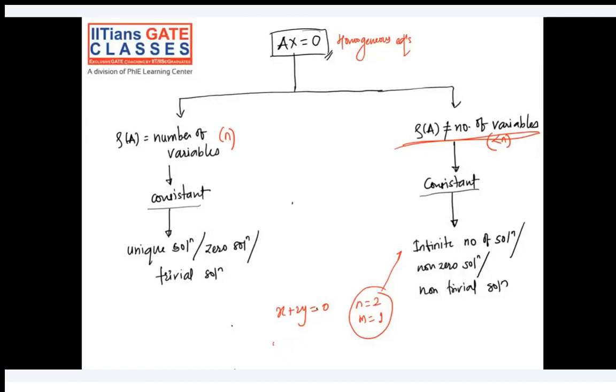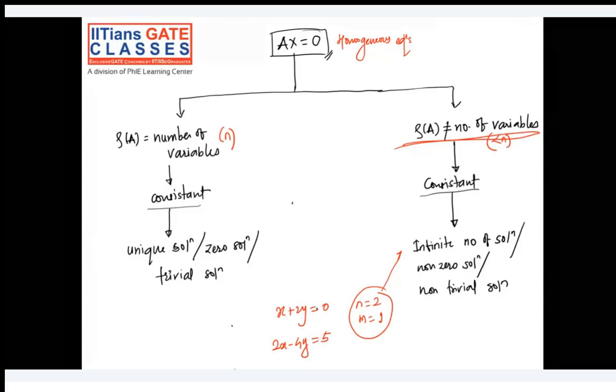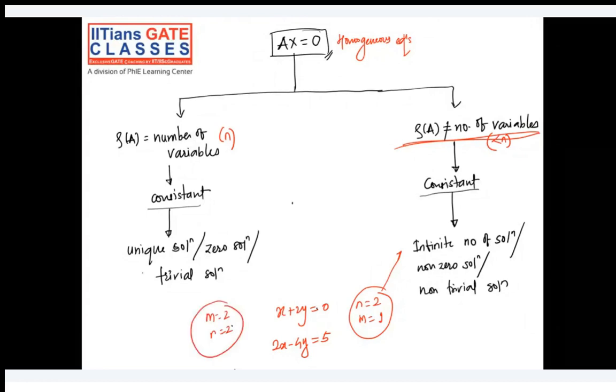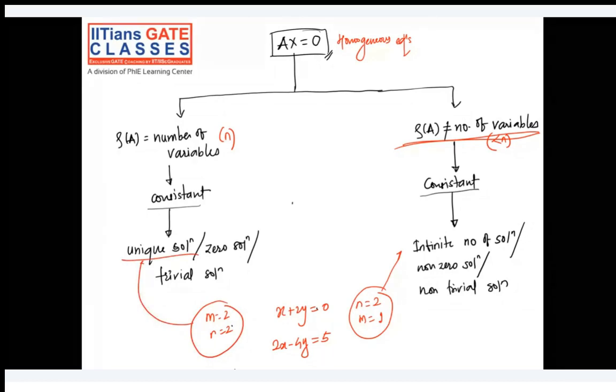Do you agree? So if m is equal to 2 and n is equal to 2, you will get a unique solution. Are you following it? First understand the basics and then we'll go to this chart. If I give you two equations and two unknowns, will you get a unique solution or not? Yes, right? And if I give you one equation and two unknowns like this, there will be infinite solutions, right?